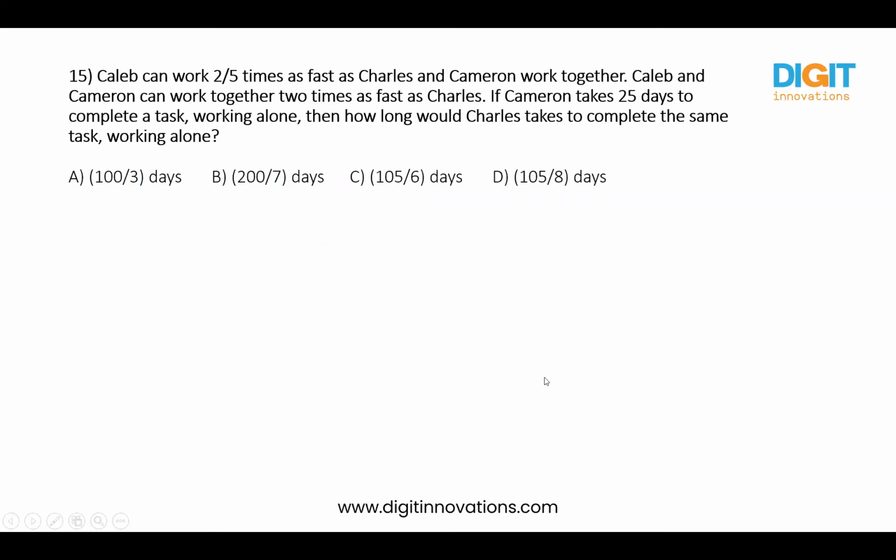First one, Caleb can work 2 by 5 times as fast as Charles and Cameron work together. Caleb and Cameron can work together 2 times as fast as Charles. If Cameron takes 25 days to complete a task working alone, then how long would Charles take to complete the same task working alone? So, three persons are there. So, they are telling one by one capacity.